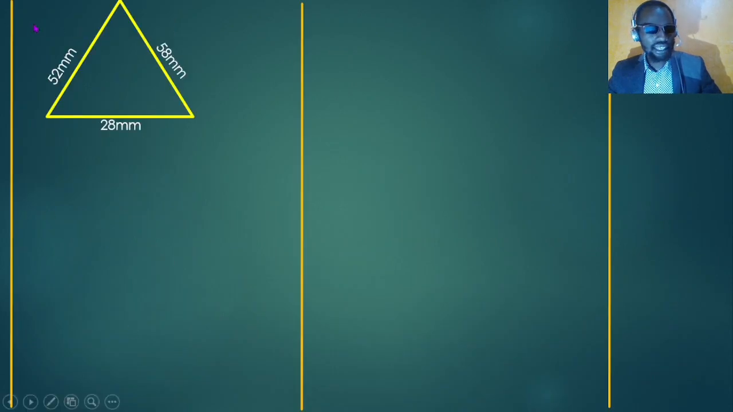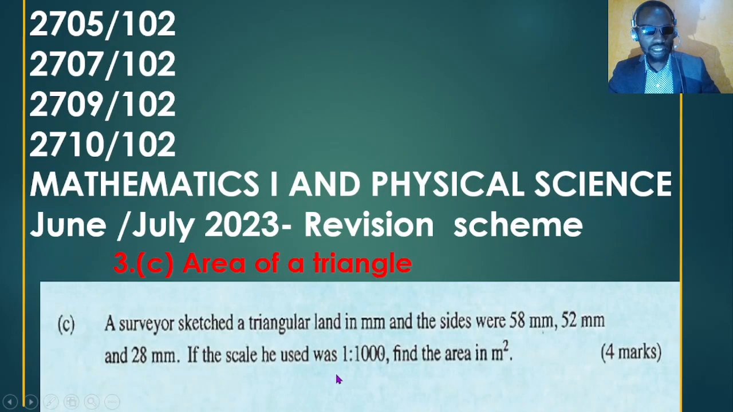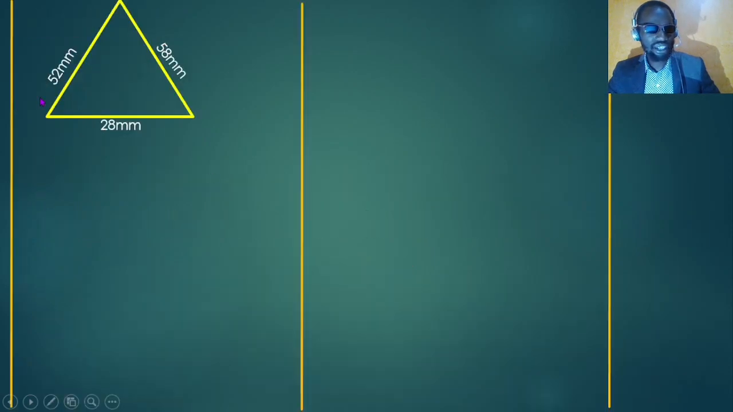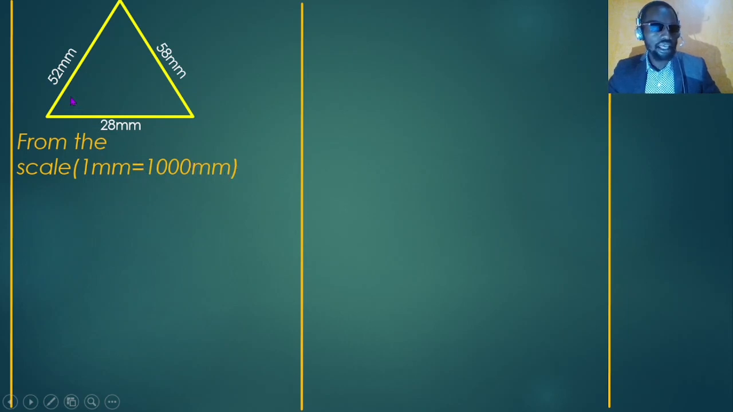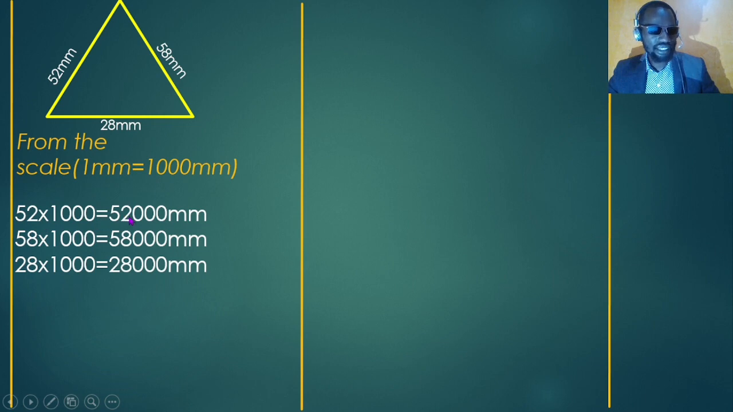So this is the sketch of the same. This is a triangle of sides 58, 52, and 28 millimeters. So the first thing we have to change is this drawing dimension into actual dimension, and remember the scale that we have is 1 to 1000. So basically we are going to multiply each value here by 1000. So from the scale that says 1 millimeter represents 1000 millimeters, we'll multiply each side by 1000, and by doing so we shall get the first side as 52,000 millimeters, the second side as 58,000 millimeters, the third side as 28,000 millimeters.